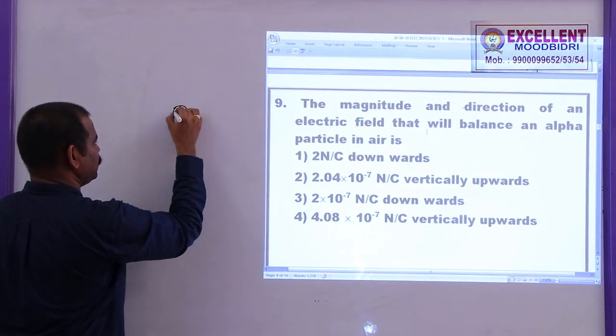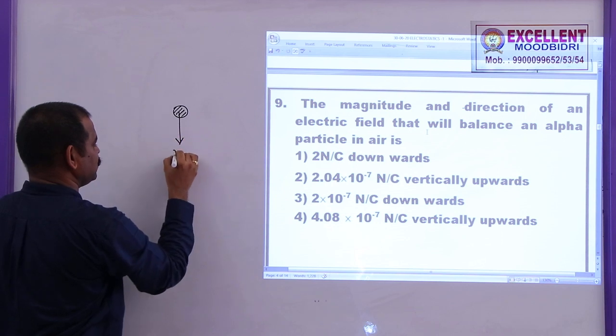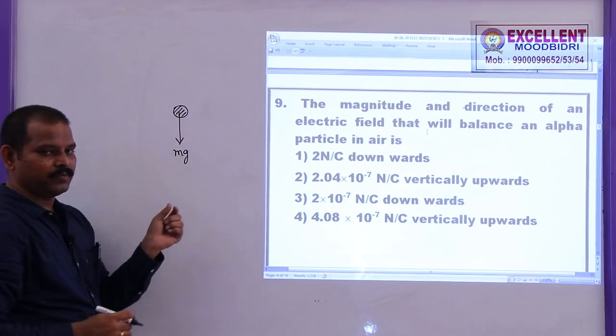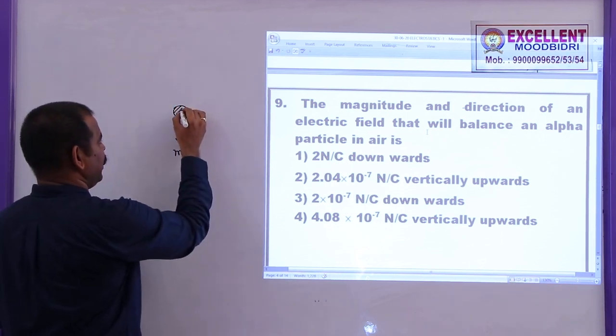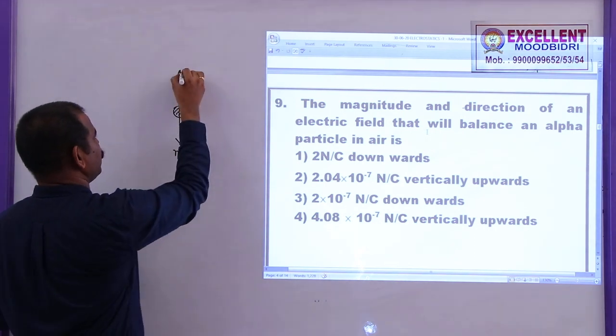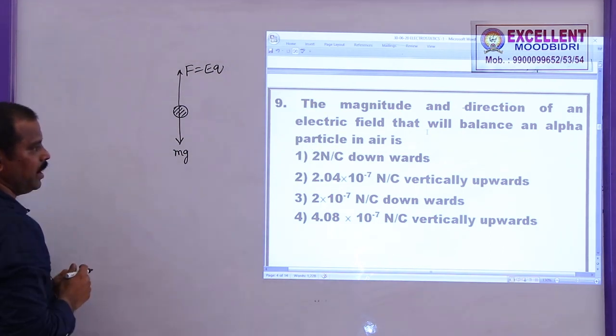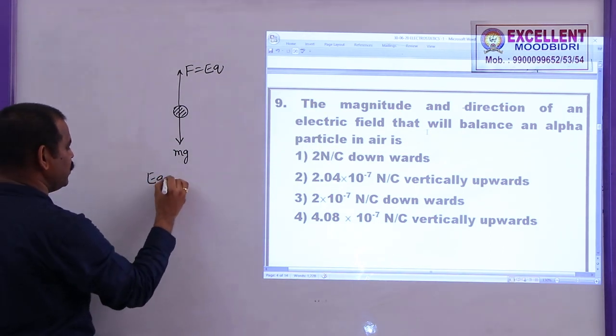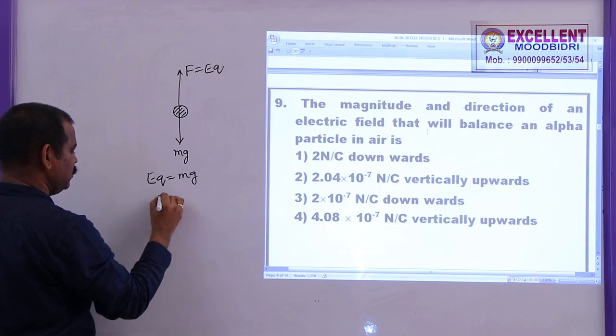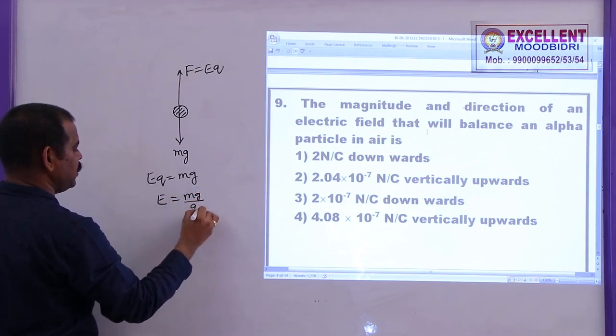The magnitude and direction of an electric field that will balance the alpha particle. Whenever a particle is in balance, the net force on this particle must be 0. We know that for any particle, weight acts downwards, and as it is in an electric field, the electric force must act upwards, which is given by EQ. They are asking to find the magnitude and direction. So EQ must be equal to mg, E is equal to mg by q.